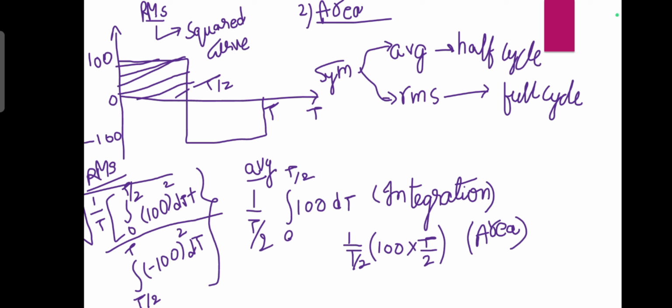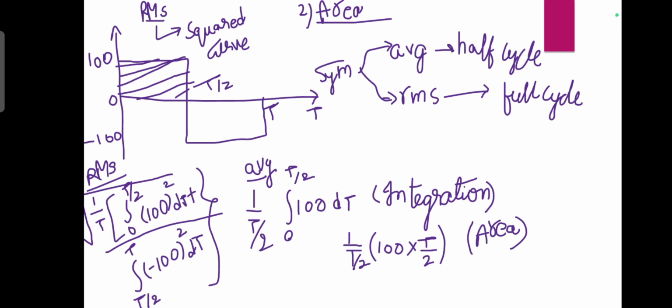As we have already seen, using the integration method, since this waveform 0 to T by 2 in the positive half cycle, T by 2 to T in the negative half cycle are symmetrical over the x-axis, we can consider only half cycle. So the average value is 1 by T by 2 integral 0 to T by 2, and from 0 to T by 2 the value is 100. So 100 dt, that is using the integration method.